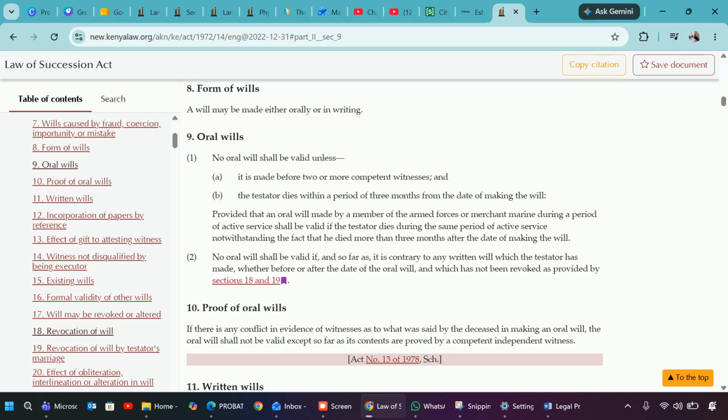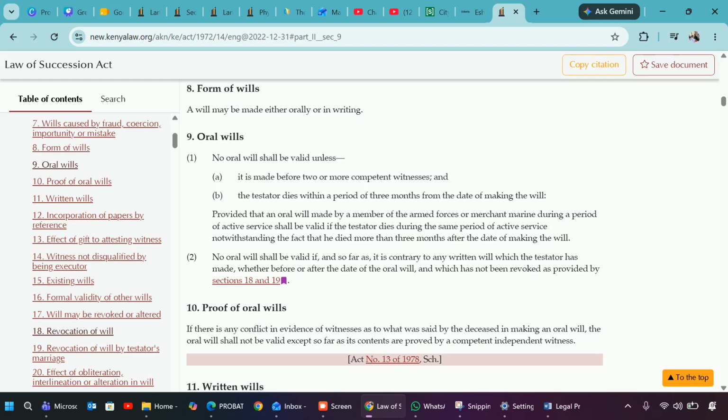Section 9. No oral will shall be valid unless it is made before 2 or more competent witnesses, and the testator dies within a period of 3 months from the date of making the will. Provided that an oral will made by a member of the armed forces or merchant marine during a period of active service shall be valid if the testator dies during the same period of active service, notwithstanding the fact that he died more than 3 months after the date of making the will. Okay, so there is no time limit when it comes to privileged wills.